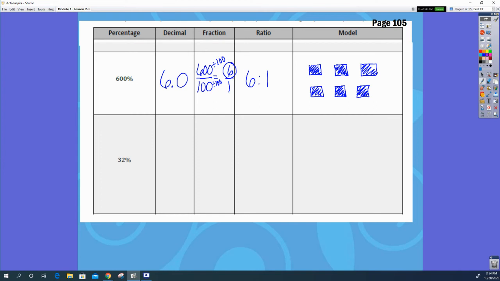All right, let's keep going. So right now, we have 32%. What is that as a fraction? 32 out of 100. Remember, percent is always out of 100. How would I write it as a decimal? I would have a point, going to the tenths, hundredths, and we have 32. So it's 0.32. My ratio is 32 to 100. For right now, I will let you skip the model for your 32%.